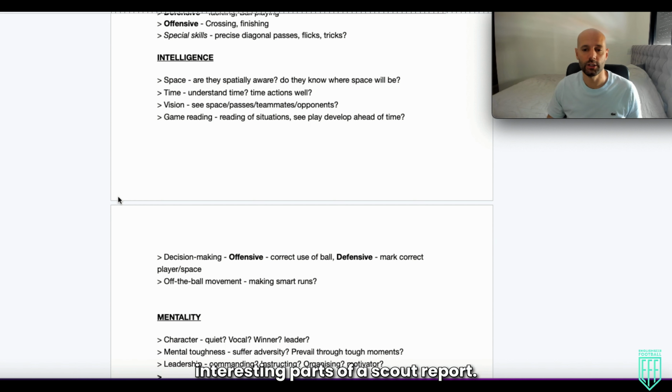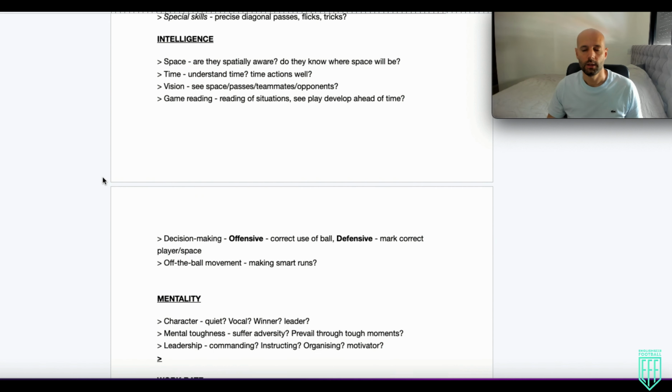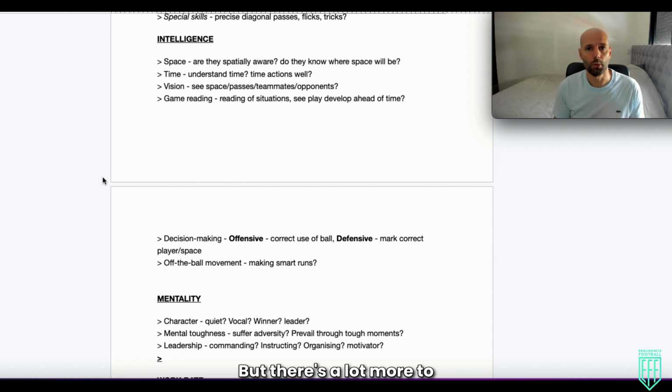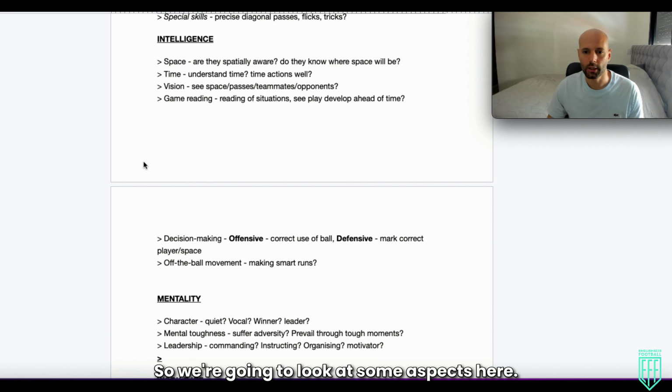So this is one of the most interesting parts of a scouting report. You tend to see some people write "a very intelligent player, he thinks fast," things like this. But there's a lot more to the intelligence side of football, and I think you can go very deep with the intelligence of a player. So we're going to look at some aspects here.